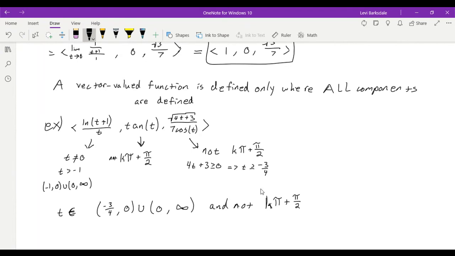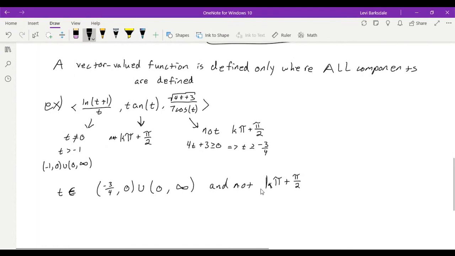And this one might look a bit complicated, but really if you break everything down into steps, just identify the domains of each component and then find where all of those overlap. It's not that difficult.